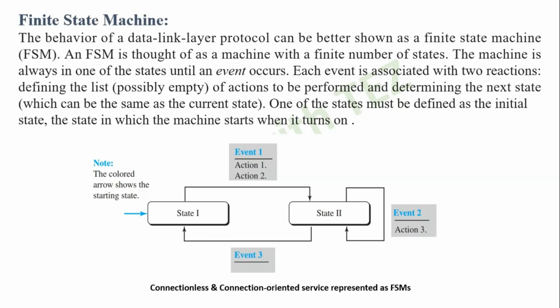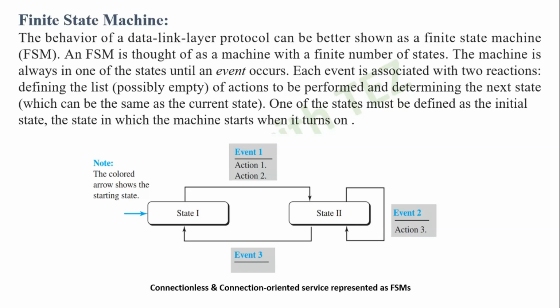So here, once event 1 occurred, action 1 or 2 will be performed, and it is moving from state 1 to state 2. Whereas here, event 2 occurred and action 3 is performed, but it still remains in the same state. But you can see one more possibility here: an event occurred, no action is taken, but it is moving from one state to another. So these are the possible things that can happen within finite state machines.